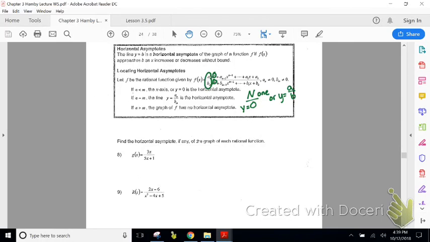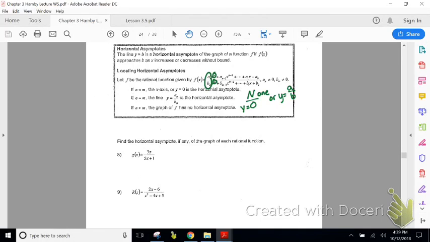So let's try this. Let's look at number 8. So we're going to find the horizontal asymptote, if any, of the graph of each rational function. So when we look at number 8 here, we notice that on top, our largest exponent is x to the first, and on bottom, it's also x to the first.